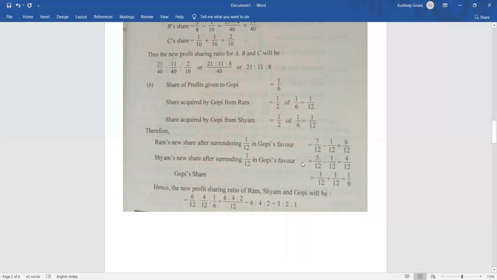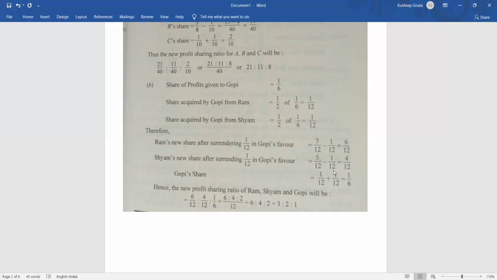In case of Sham, what is happening? 5 by 12 was the old ratio minus the sacrifice. The sacrifice is how much? 1 by 12. Clear? So ultimately, after deducting, how much is it coming? 4 by 12. So Sham's new share is 4 by 12. Clear? And what is Gopi's share?